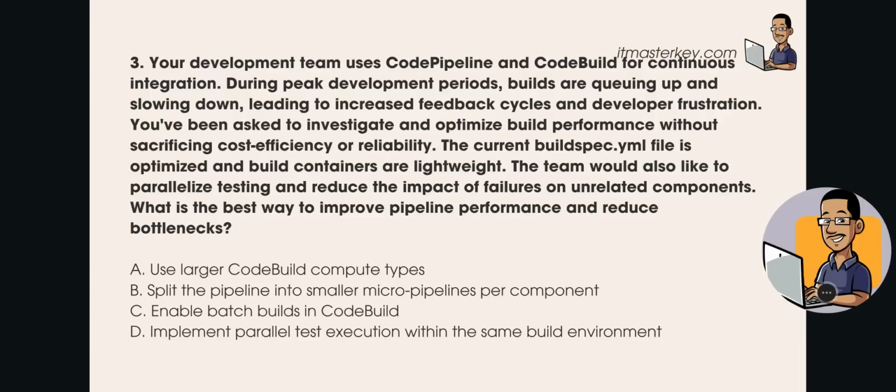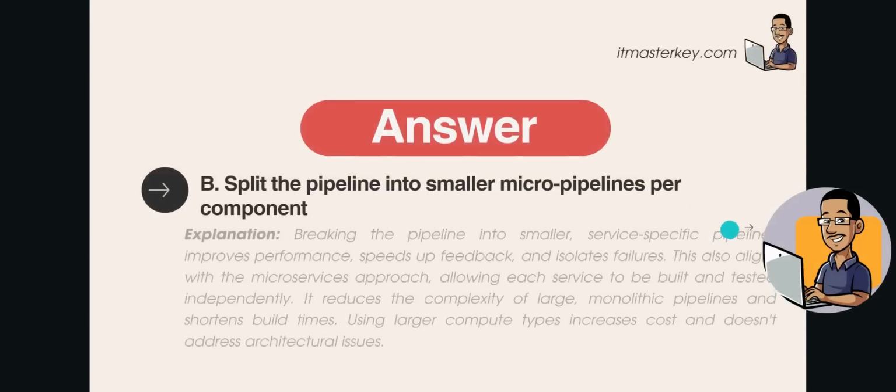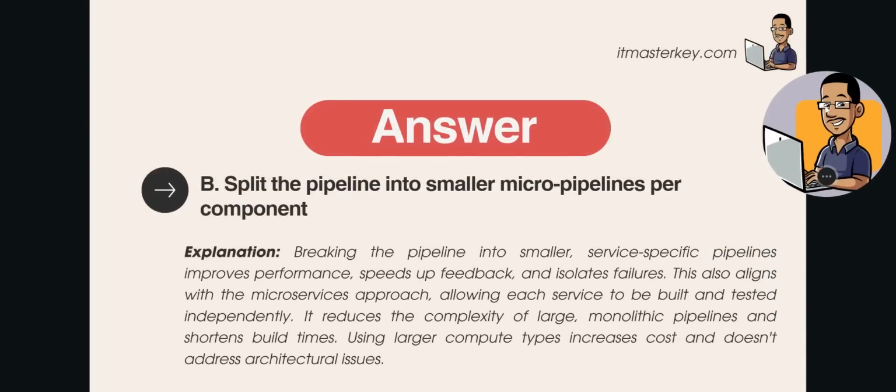Three, two, one. Split the pipeline into smaller micro pipelines per component. Breaking the pipeline into smaller service-specific pipelines improves performance, speeds up feedback, and isolates failure. This also realigns with a microservices approach, allowing each service to be built and tested independently.